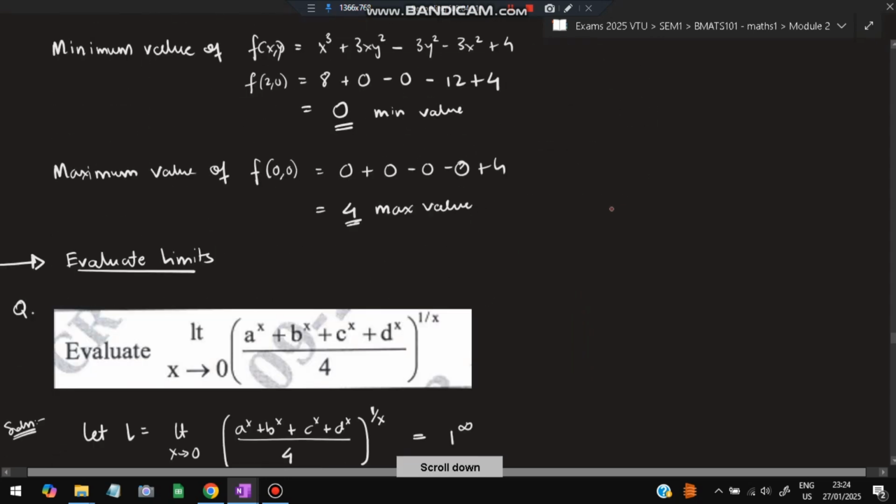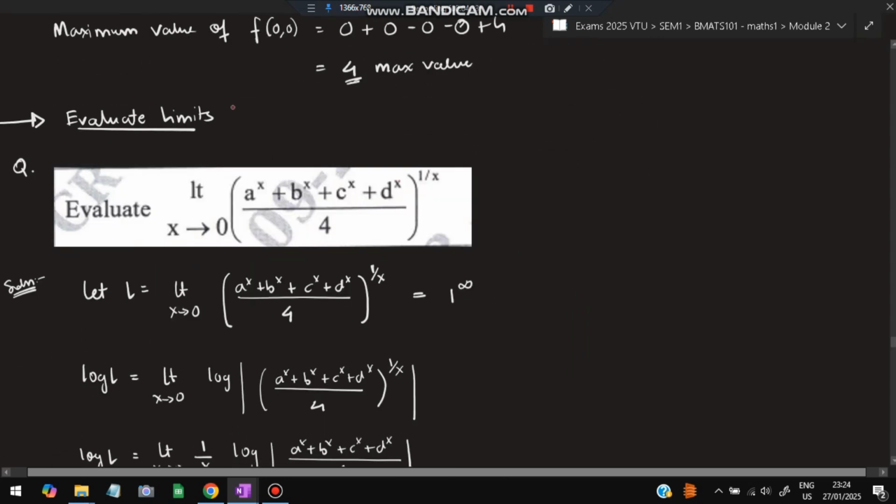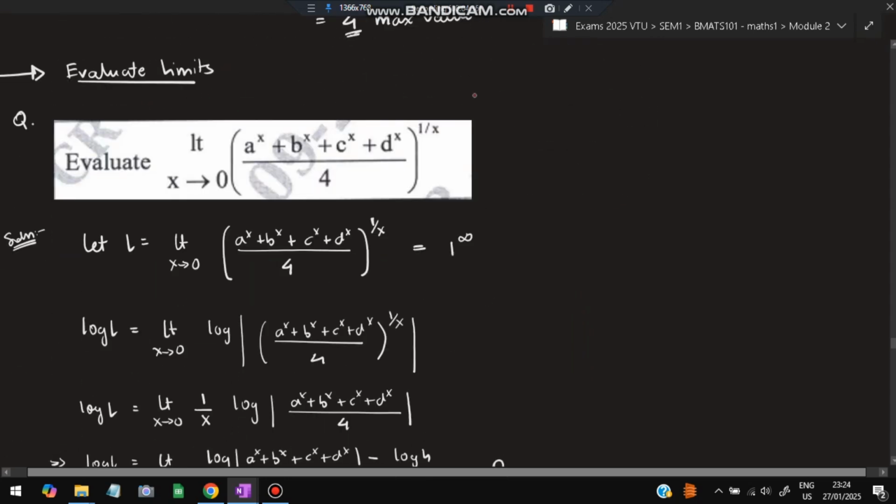Okay, the next super important topic is the evaluation of limits. Very simple topic. You just have to follow some steps. The first thing is they'll give this question. This question usually comes in the first part. After the first question, like ABC will be there, right? After the first question, usually it is this type of question, evaluation of limits.